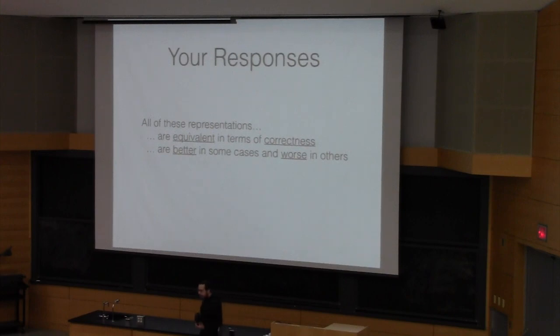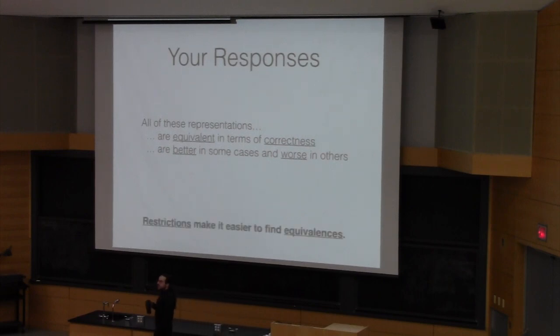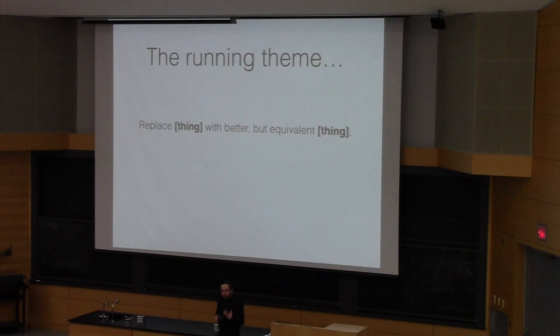All of these representations are equivalent in some ways. They're all representations of a set of tuples or a set of attribute value pairs. So with respect to correctness, any of those would work out. But there are some situations where one of the data structures or physical representations is better, and some situations where a different one might be better. We talked a little bit about restrictions, schemas, and these kinds of things. The thing I want you to get out of this is that these restrictions are knowledge about the data that we can use to find these equivalencies. Another running theme you're going to see throughout the rest of the class is this idea of taking one thing and finding something else that's equivalent to it, for some definition of equivalence, but better in some way.